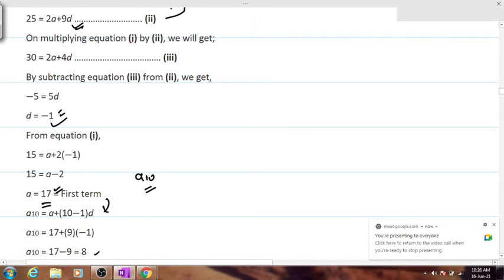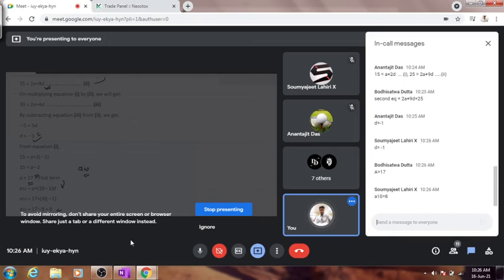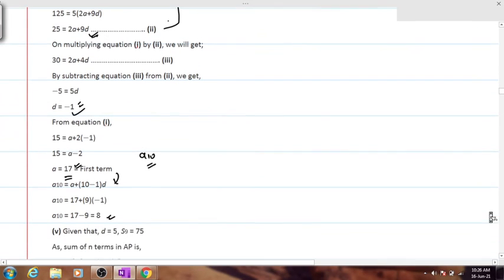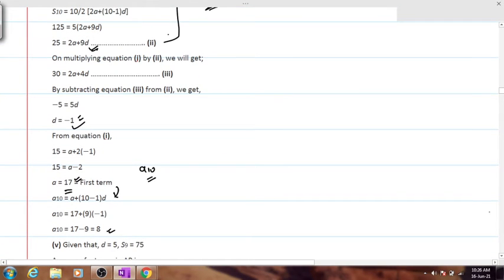Value for A10. Did everybody get this answer? Yes or no? Confirm. Very good. People who could not get the answer, here's the solution. Kindly verify from your solution whether it is correct or not. If it's not correct, kindly copy this down, and if you have any problem in any of these steps, ask me now.